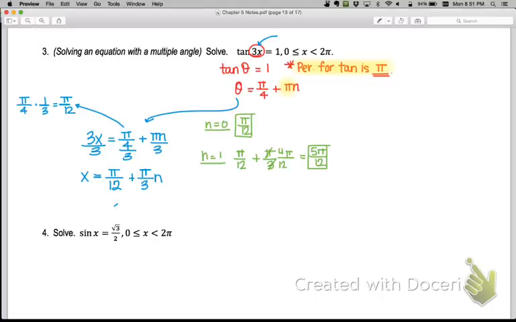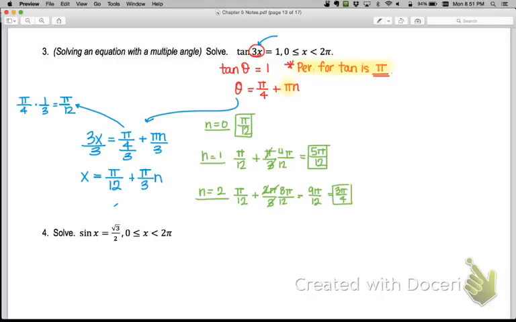So we'll try when n is equal to 2. I have pi twelfths plus pi thirds times 2 would be 2 pi thirds. Again, multiply by 4 over 4, that's going to give me 8 pi over 12. And so this gives me 9 pi over 12. Now, that's going to reduce, by the way, to 3 pi over 4.